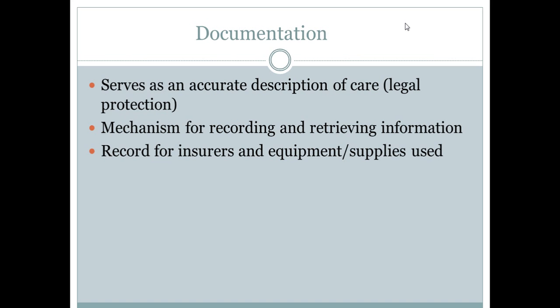It also is a record for insurers and equipment supplies used. IV equipment does cost money, and you have to have a way to keep track, whether it's stickers on the equipment you use that you pull off and put with a patient's chart or charge card, or whether it's submitted to insurance to cover those costs. So documentation, as with anything in nursing, is of the utmost importance.